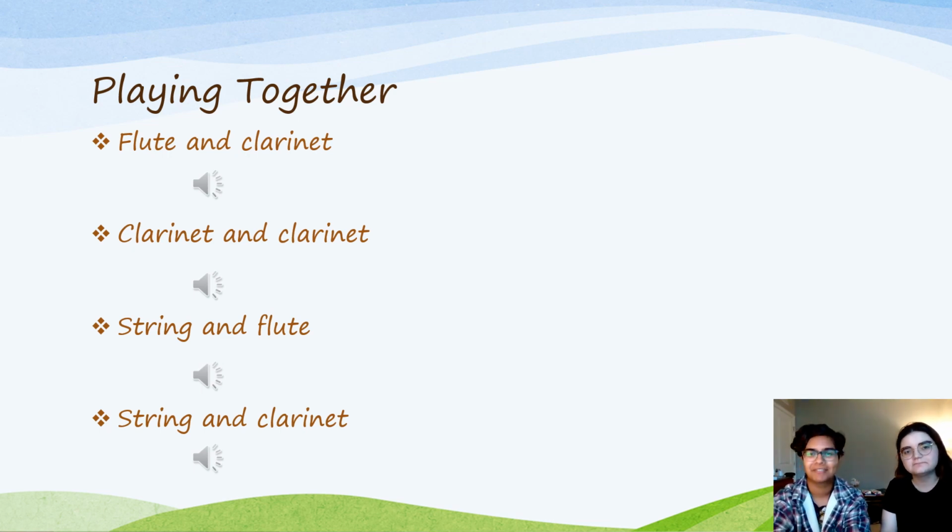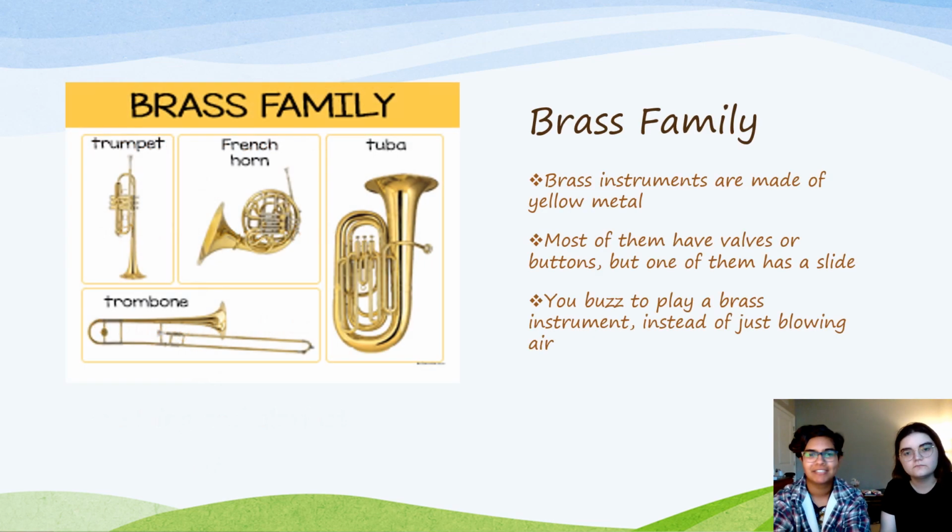Very nice. Cool. So now we have the brass family. Can you tell us a little bit about the brass family? Yeah, I can. So brass instruments are made of a yellow metal, which is where they get their name. Most of them have valves, or they kind of look like buttons, but only one of them does not have buttons. Do you know which instrument this is, Miss Shaker? Yeah, the trombone, right? Yeah, and instead of buttons or valves, they have a slide instead.